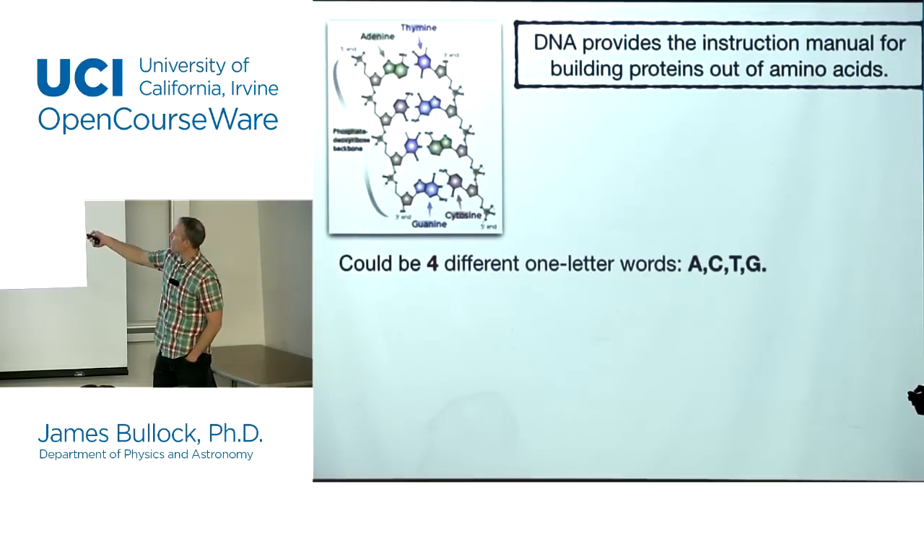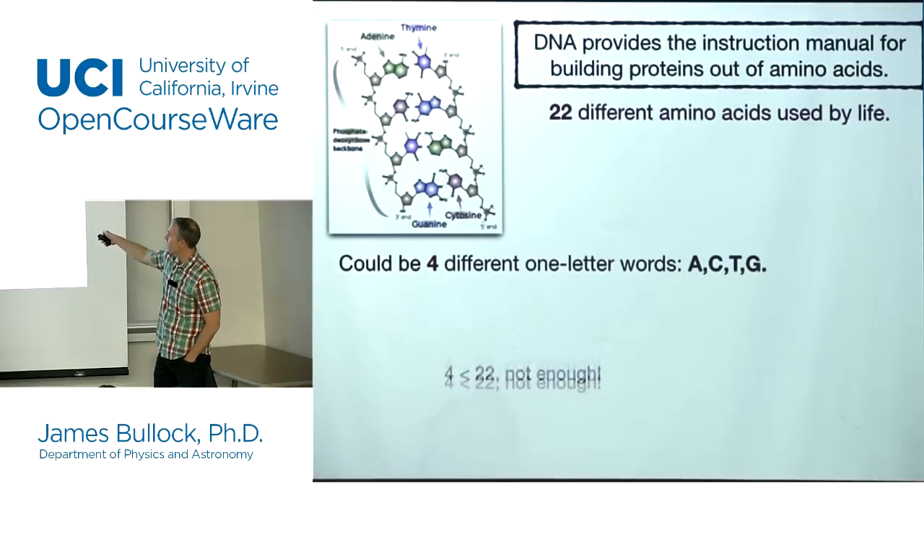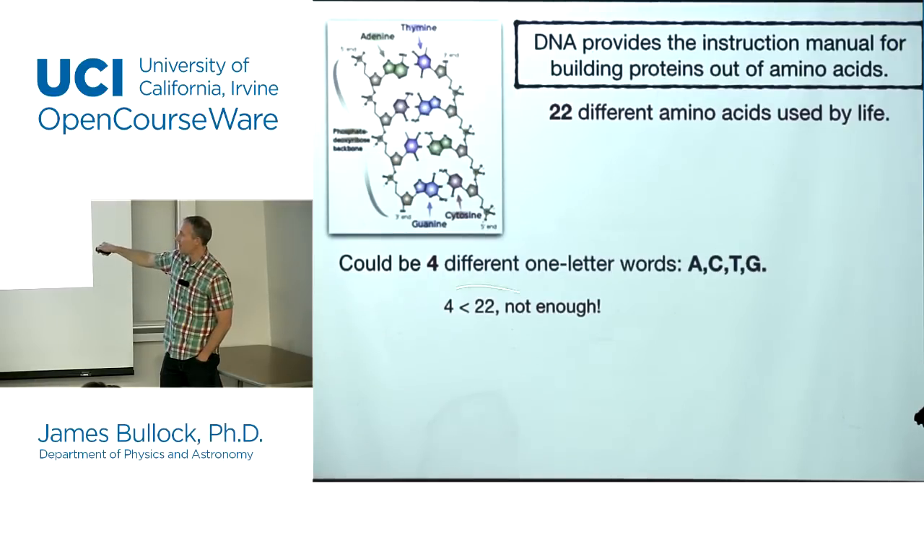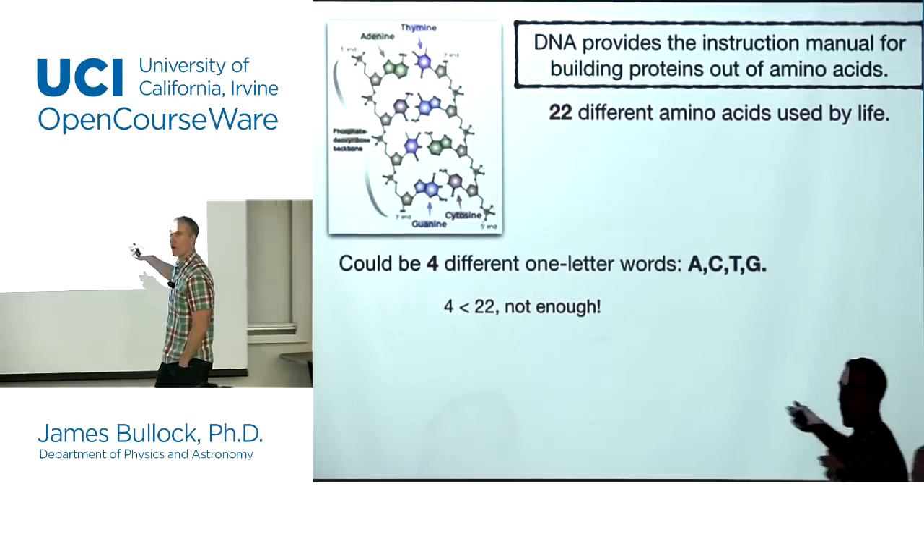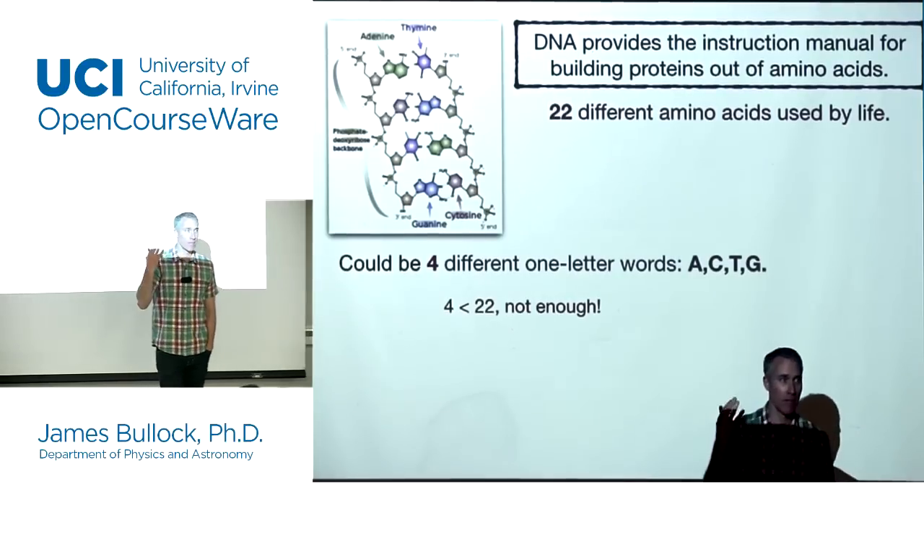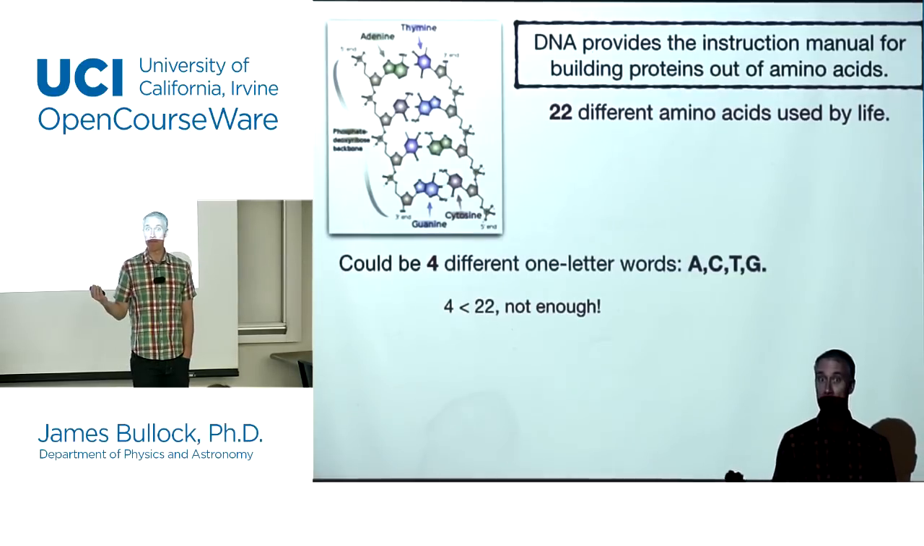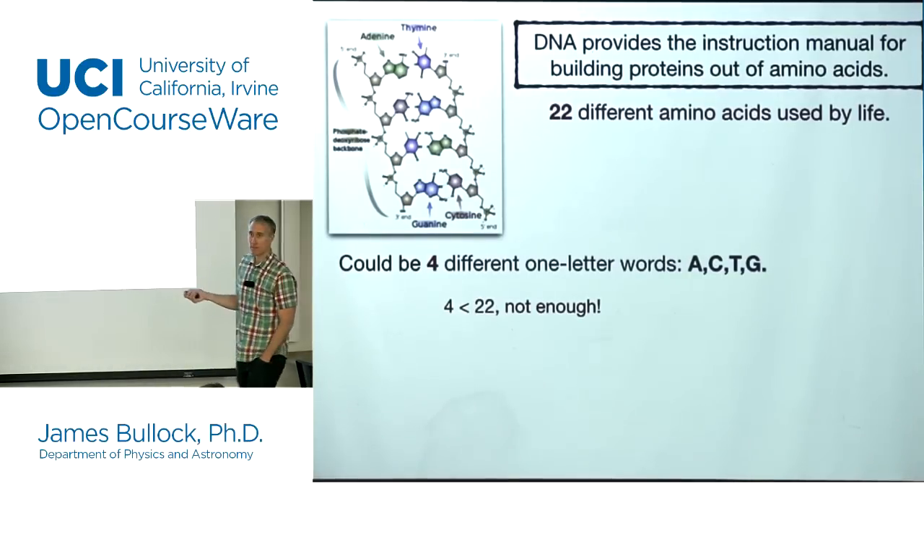But we're trying to code to build 22 amino acids. Okay, so there are 22 different amino acids used by life. And since there are only 4 words, that's not enough to explain how to make 22 different amino acids. Okay? So if I was trying to explain to you how to do something, and I only had 4 words, but there were options of 100 different things you could do, that would be a difficult situation.